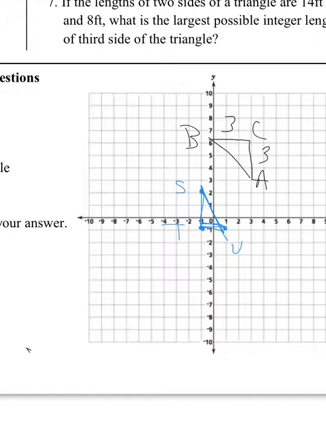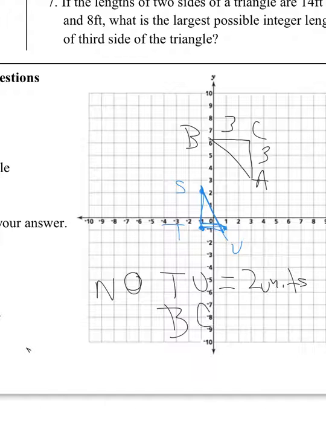Then it asks you, are these two triangles congruent? And the answer should be clearly no. And the easiest way to say that is that BC is not congruent with TU. TU is 2 units and BC is 3. So corresponding parts not congruent there.